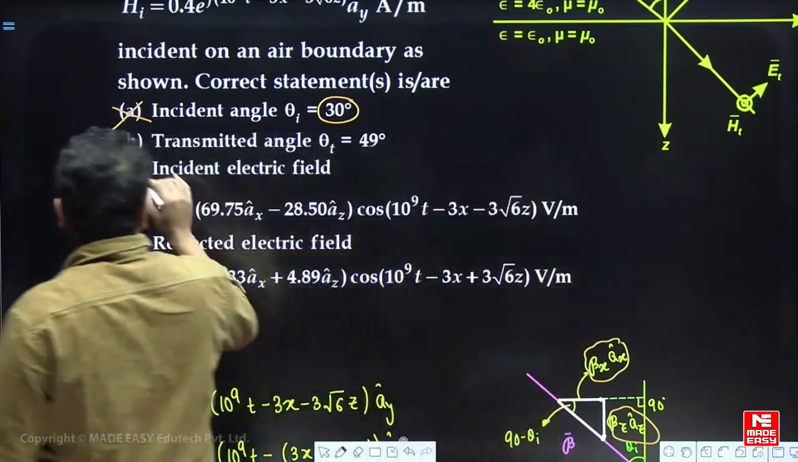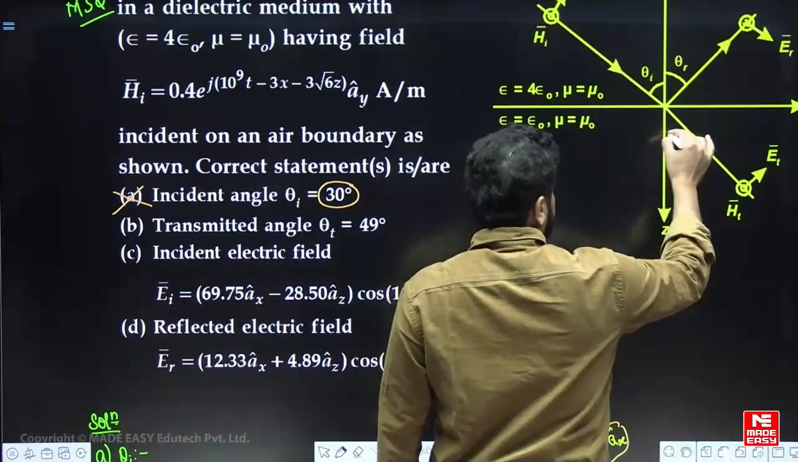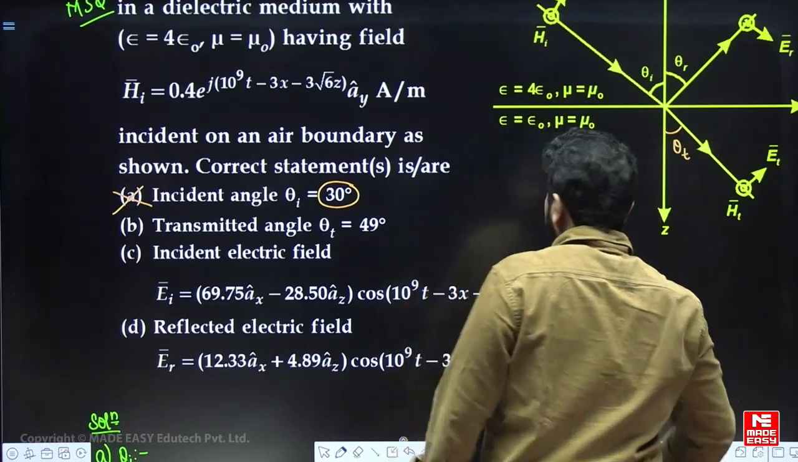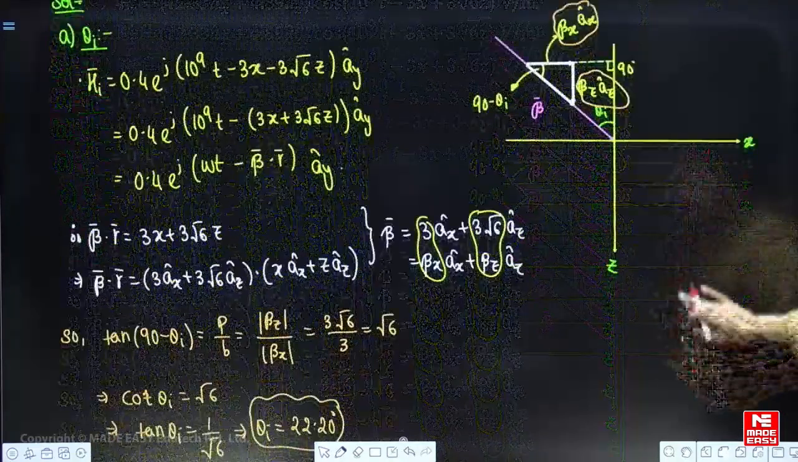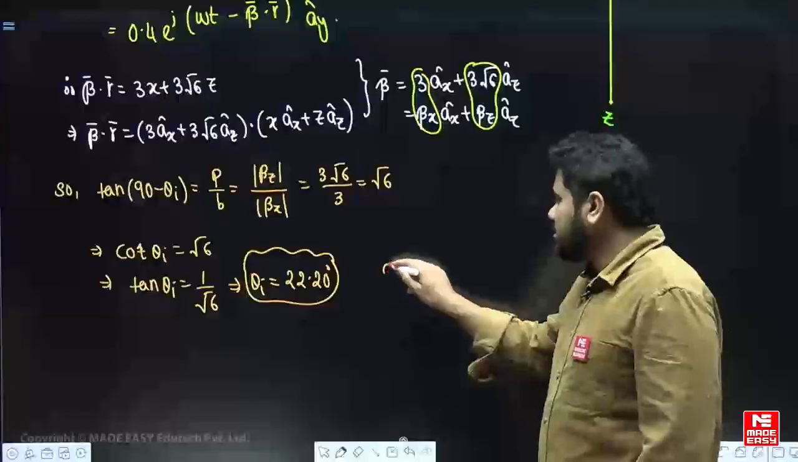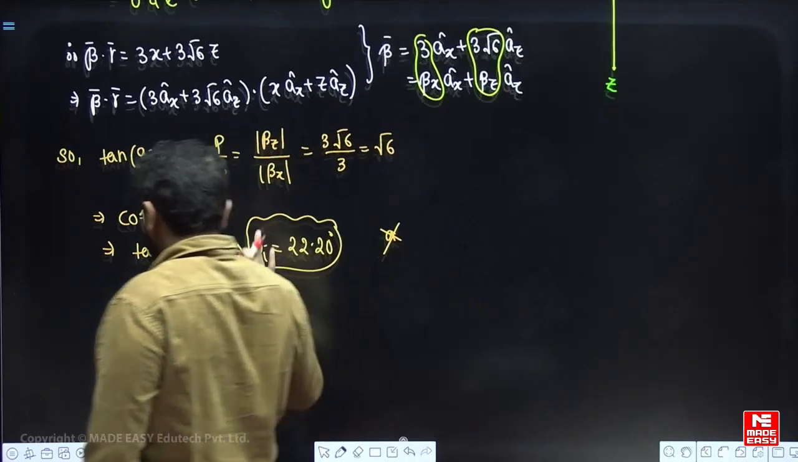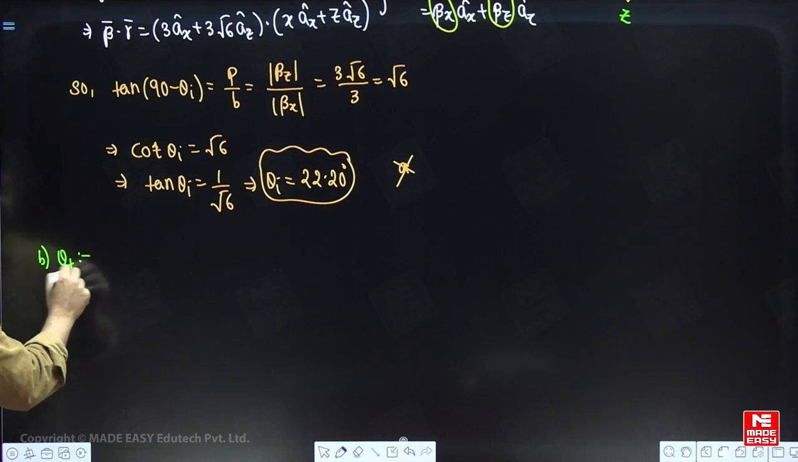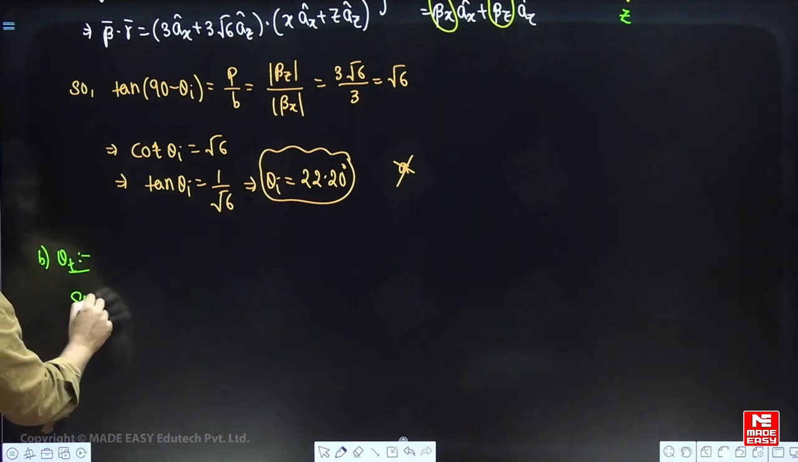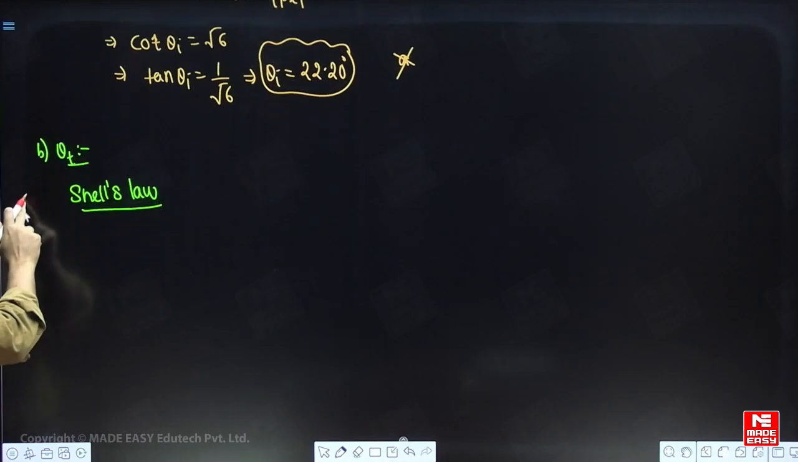Next we have the transmitted angle. Let us see option B. Transmitted angle means this is theta t. They are asking what will be the transmitted angle. Option A is wrong. Now coming to option B, which is asking for the transmitted angle, theta t. Let us see whether it is correct or not. To find theta t, we have to use which law? Snell's law, right? We need to use Snell's law.